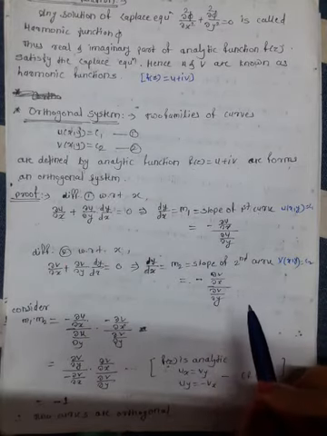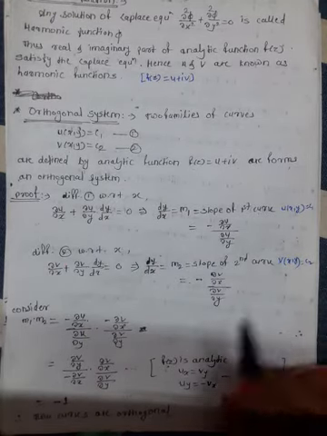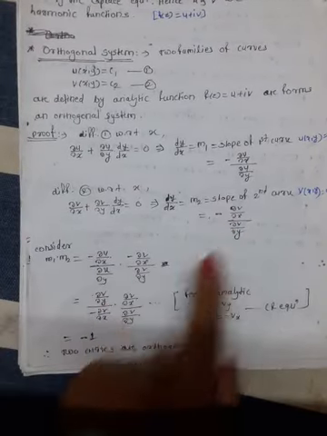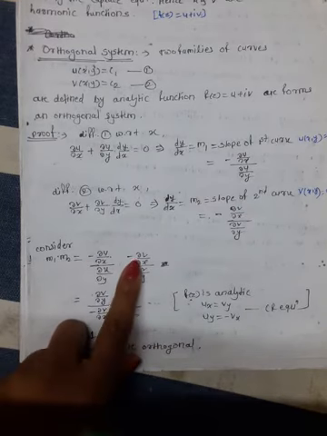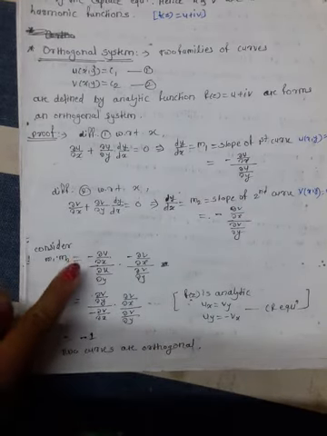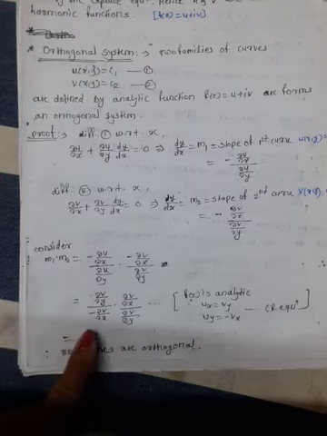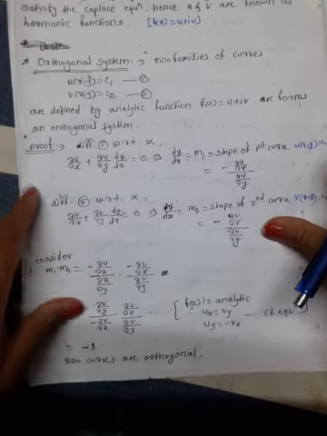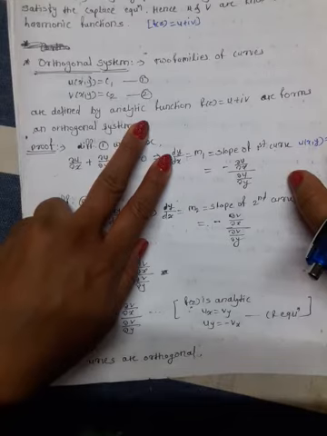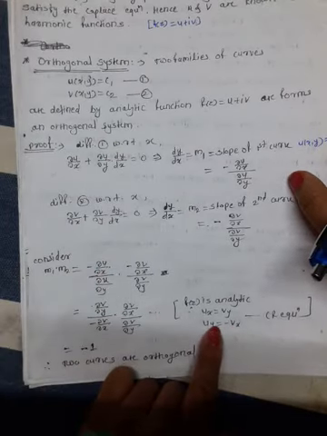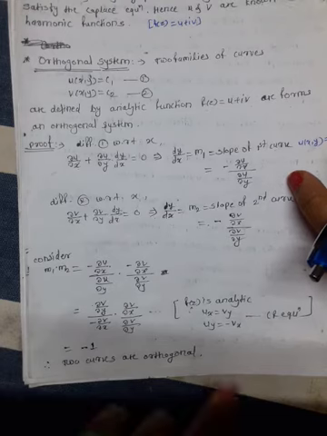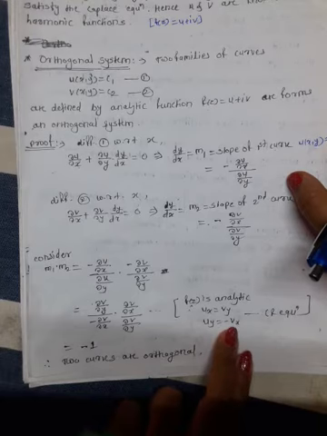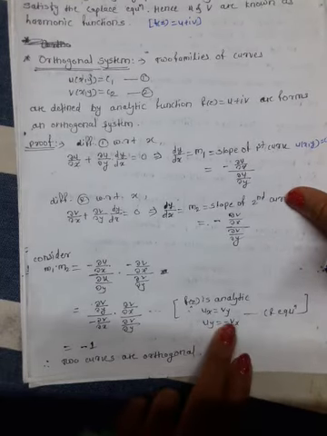Now what we have to show is that the product of these two slopes must be -1. Let us see the product. Consider m1 into m2, the multiplication of these two. Minus minus gets plus, so these two minus signs get cancelled. Now see, f(z) is an analytic function. Given that f(z) is an analytic function, it must satisfy the CR equations in Cartesian form. What are the CR equations in Cartesian form? ux is equal to vy, uy is equal to minus vx. These are the CR equations. Use these CR equations here.